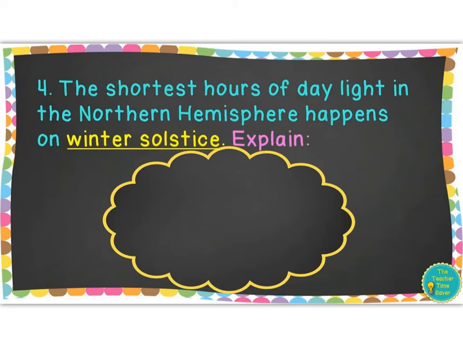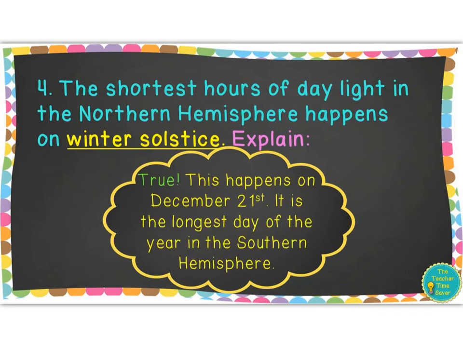Number 4, the shortest hours of daylight in the Northern Hemisphere happens on winter solstice, and that is true. This happens on December 21st, and it is the longest day of the year for the Southern Hemisphere and the shortest day for the Northern Hemisphere.